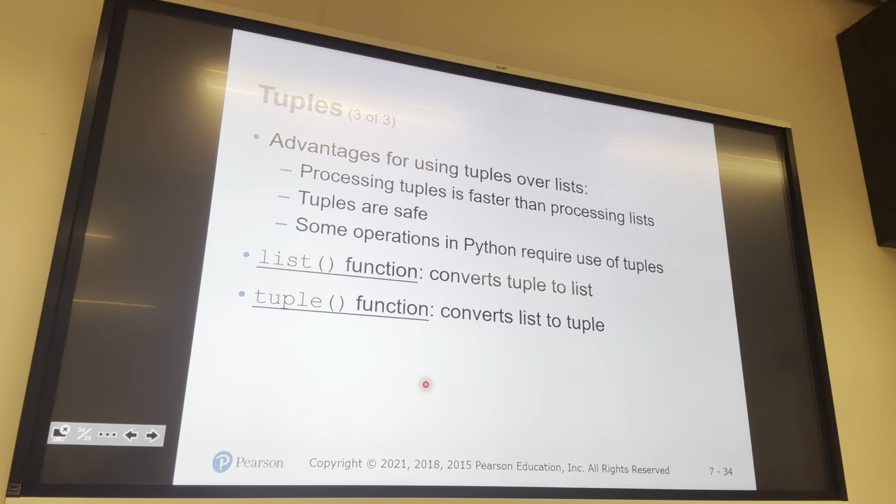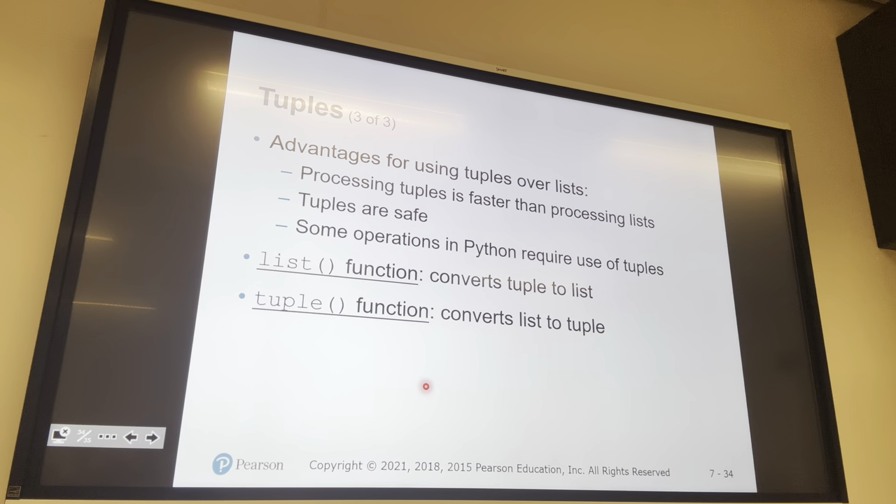So, it is safe, secure, what else? Faster, especially when you are dealing with huge amounts of data, especially texts. It takes a lot of processing time, becomes a headache if the data is way too much. So, if you know that your data is not going to change, use a tuple. It's faster, much faster.